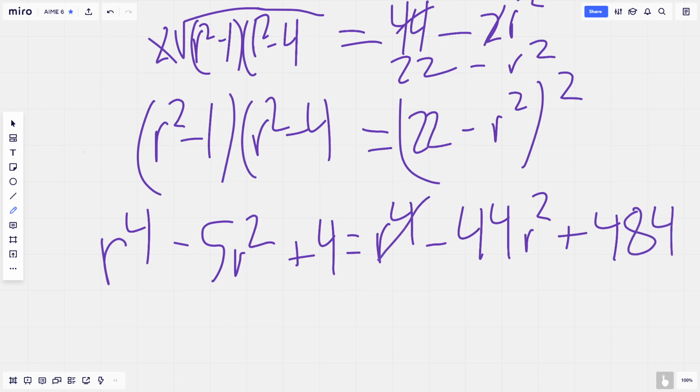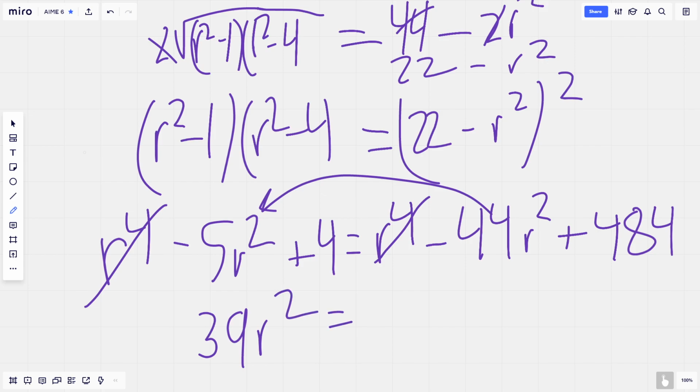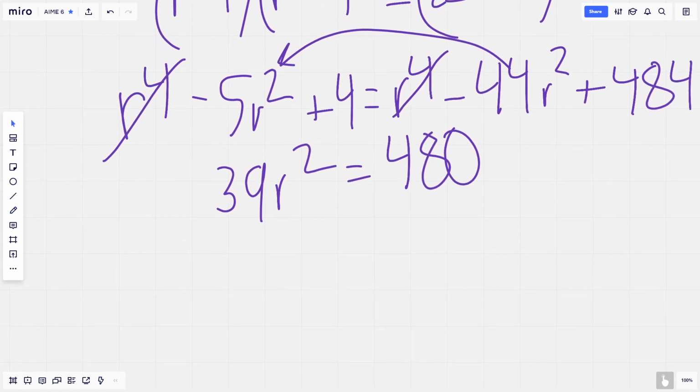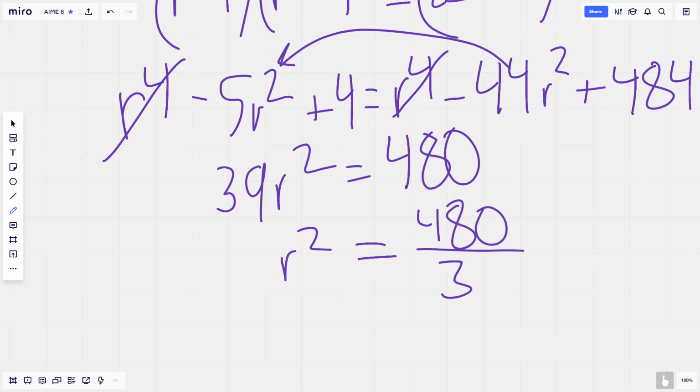We can cancel out r to the 4th on both sides. We can add the 44r squared to this side. So we have 39r squared is equal to 480. Now that we have this equation, we can divide by 39 and finish off our value for r squared, which is going to be 480 divided by 39.